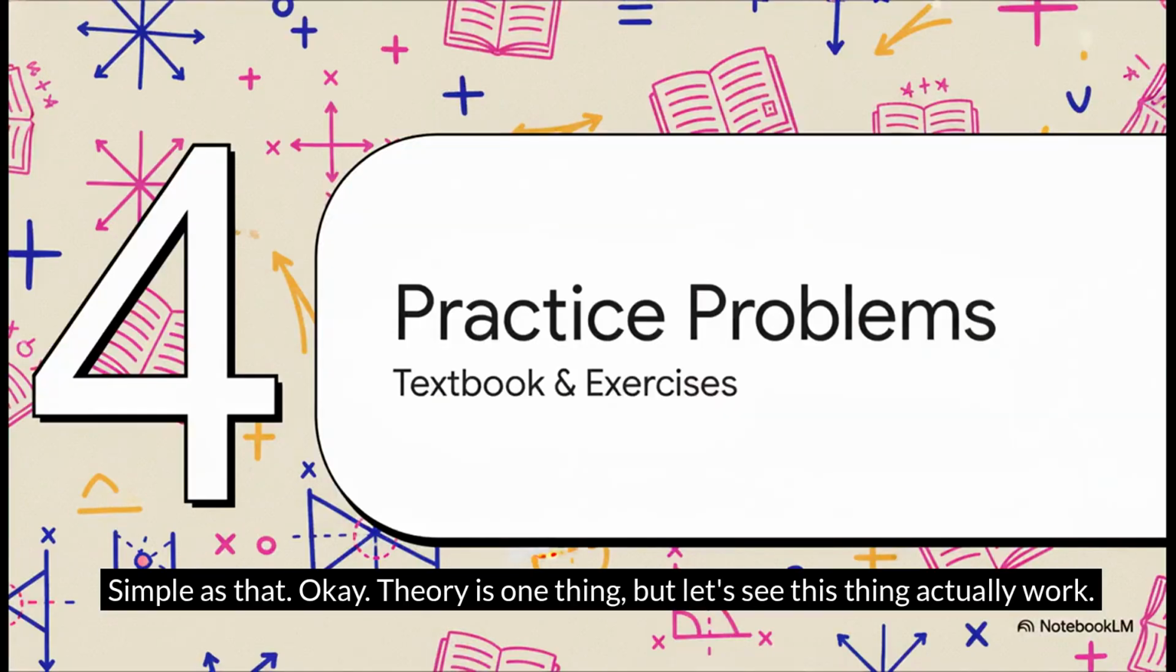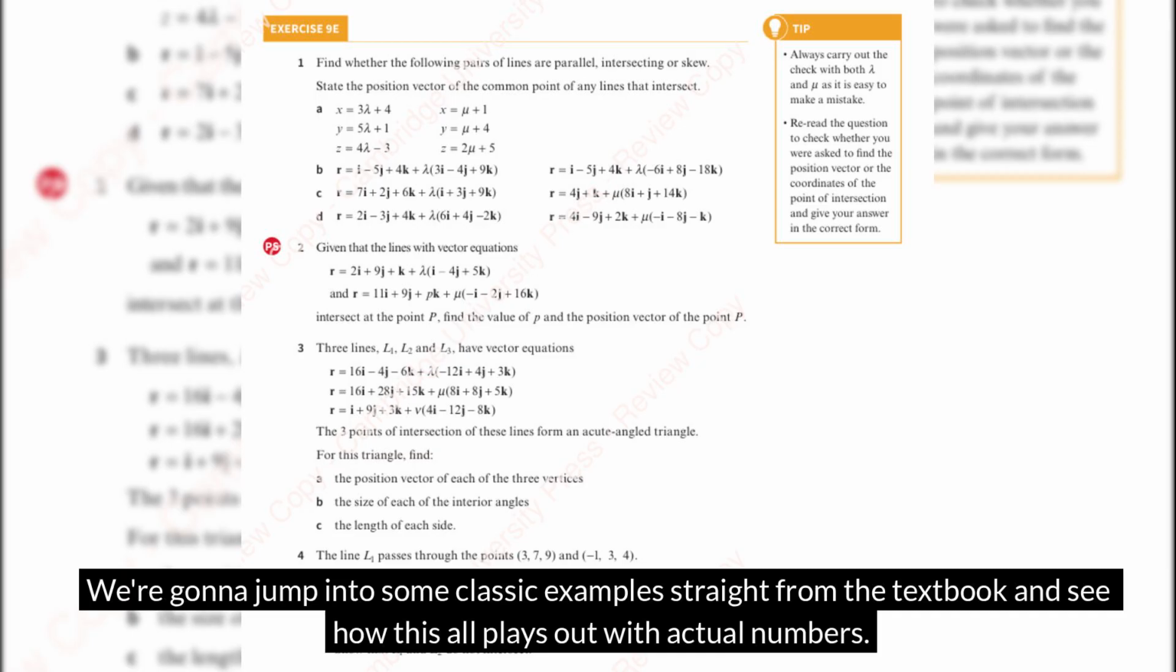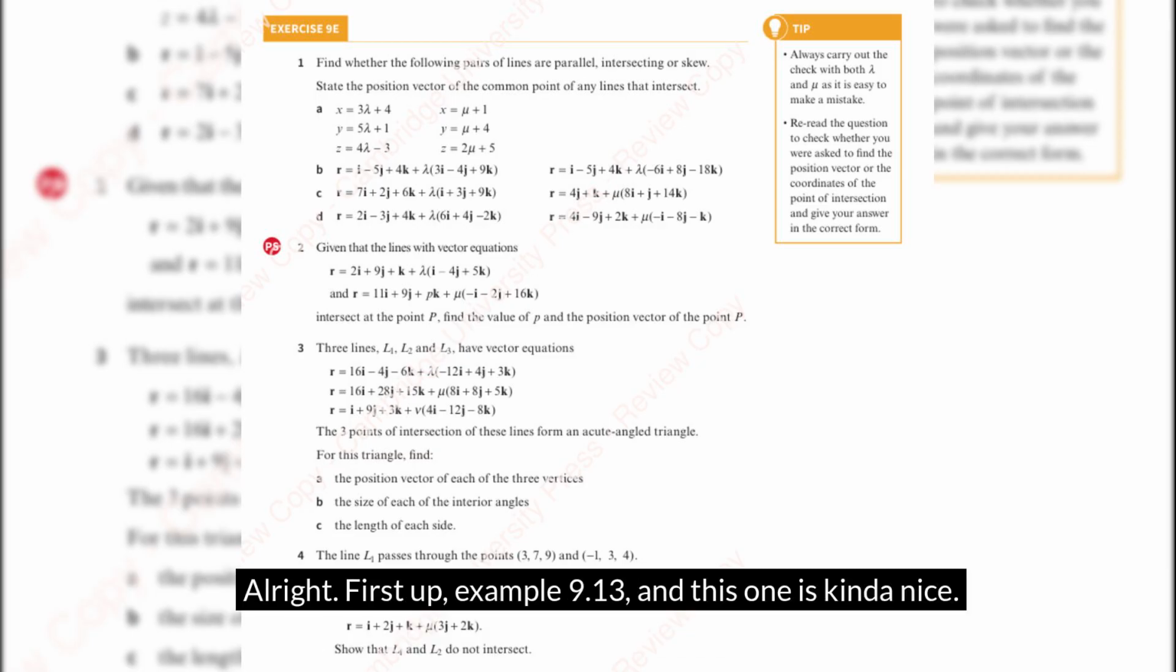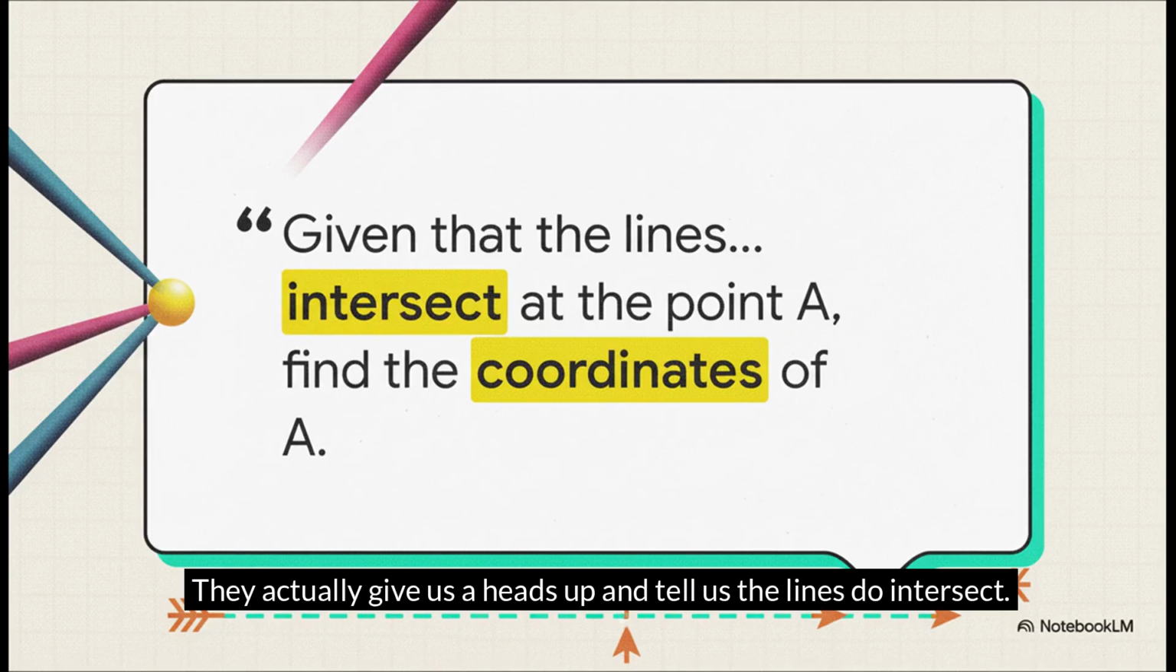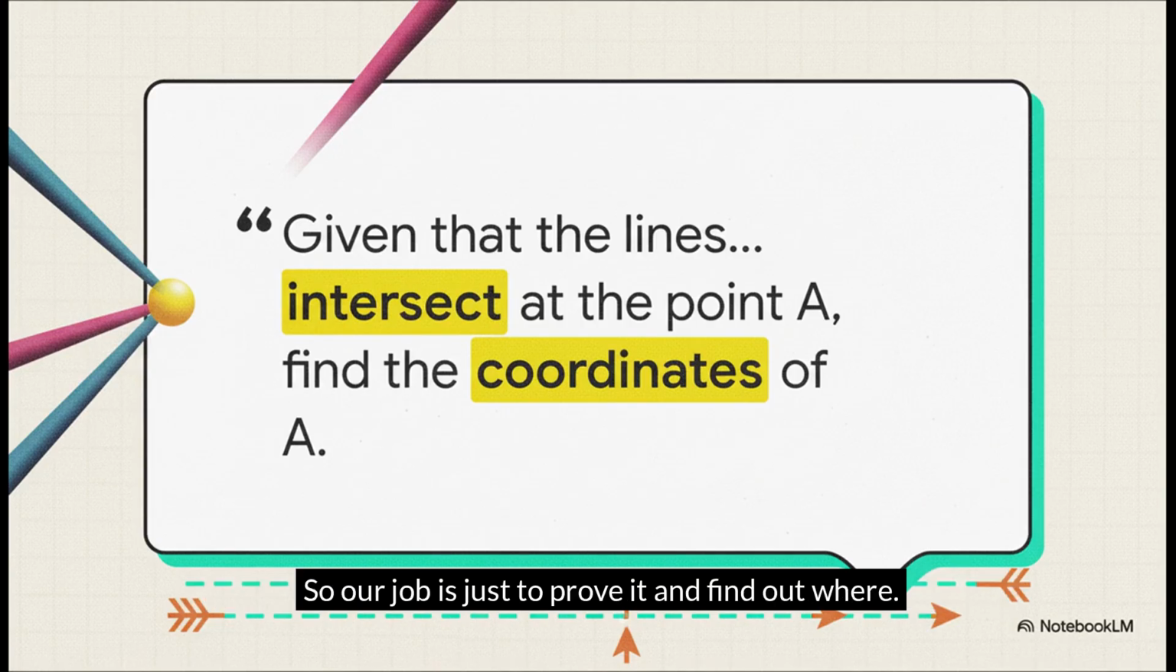Okay, theory is one thing, but let's see this thing actually work. We're going to jump into some classic examples straight from the textbook and see how this all plays out with actual numbers. All right, first up, example 9.13. And this one is kind of nice. They actually give us a heads up and tell us the lines do intersect. So our job is just to prove it and find out where. It's the perfect way to test out the algorithm.